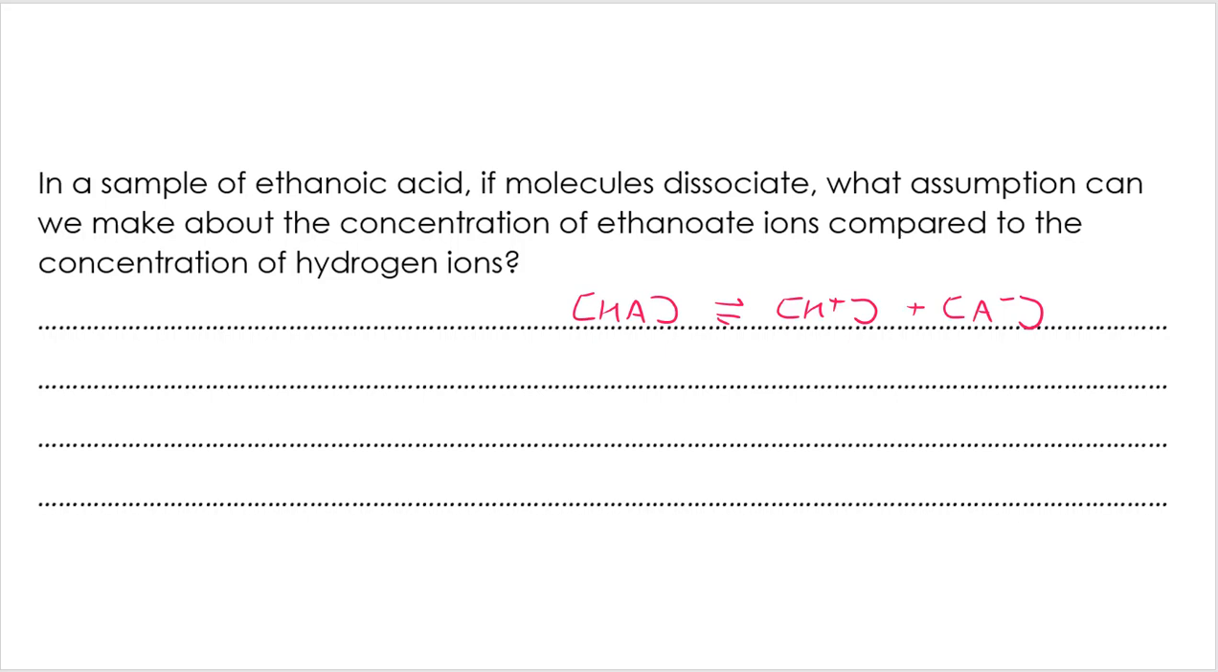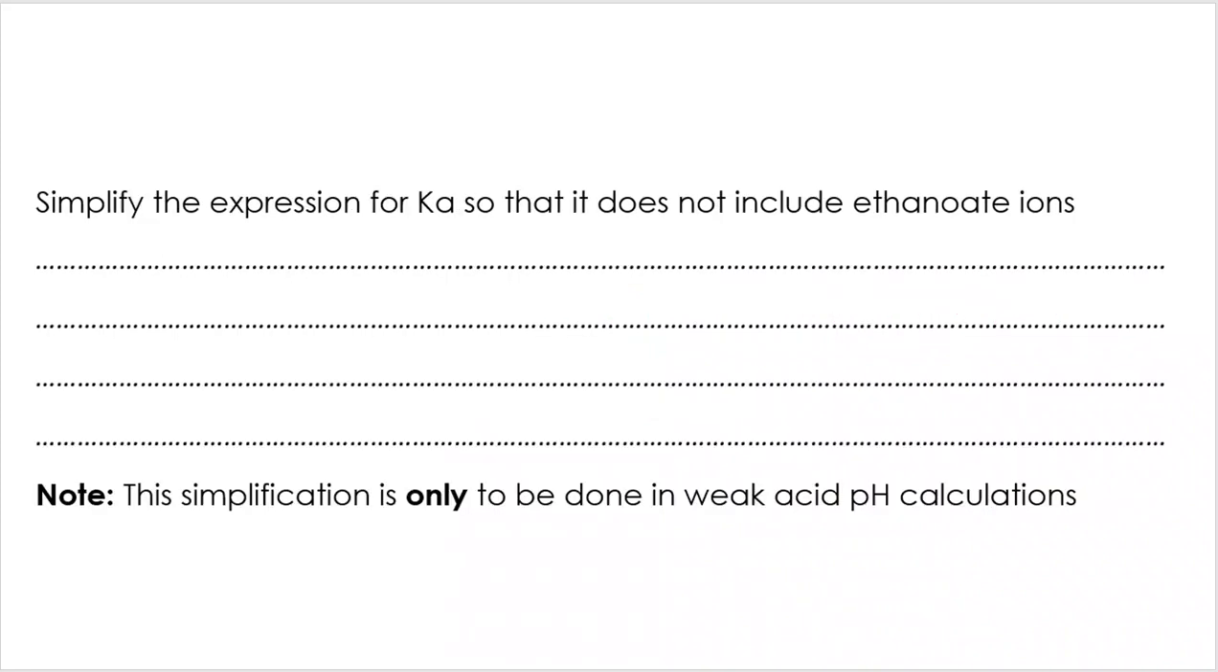Well, if we consider HA breaking down into H+ and A-, let's say that I have 1 mole of HA. If I break that down, I get 1 mole of H+ and 1 mole of A-. If I had 10 moles of HA and I dissociated them, I'd get 10 moles of H+ and 10 moles of A-. Crucially, the H+ concentration is equal to the A- concentration. That's going to be really important moving forward.